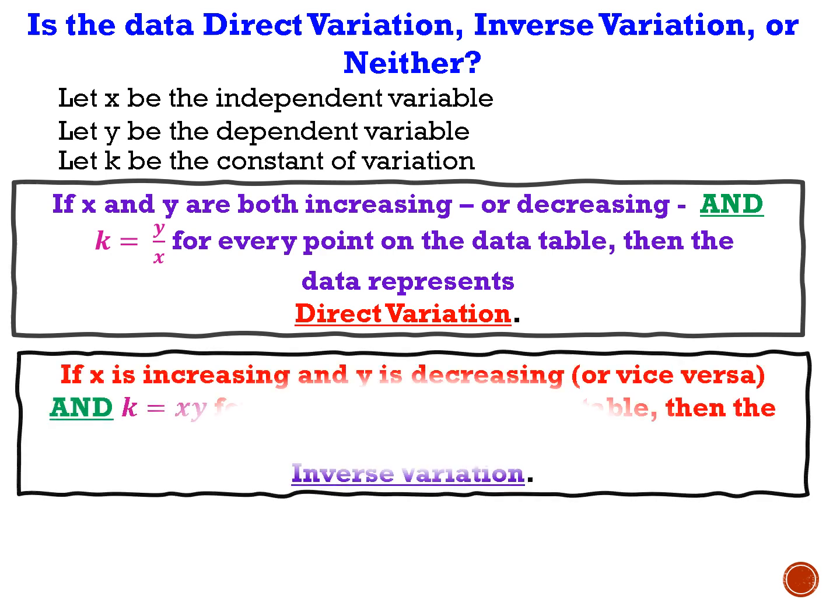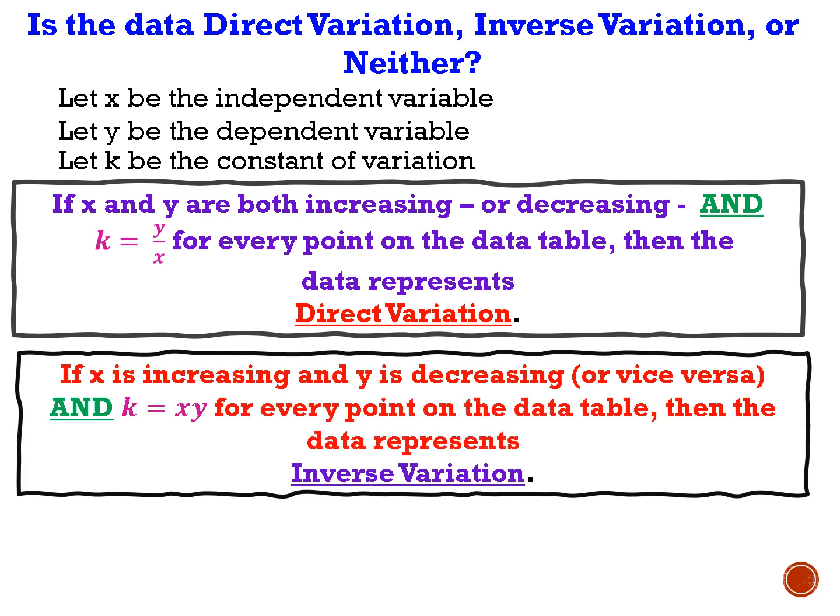Now, if they're doing opposite, so if X is increasing as Y is decreasing, or X is decreasing as Y is increasing, then we're going to look at their constant of variation differently. We're going to multiply X times its respective Y. If X times its respective Y for each point on that data table equals the same value, then we're going to say that data represents inverse variation.